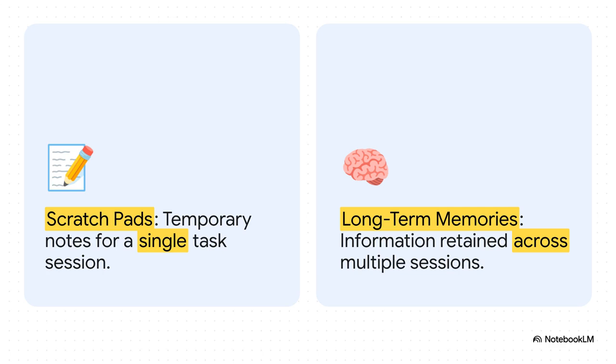Now, this writing can take a couple of different forms. You've got scratch pads, which are basically for temporary notes just for the task at hand, like an agent writing down its step-by-step plan. But then you have long-term memories, and this is the cool stuff that sticks around across different conversations, letting an agent actually learn and remember things about you over time.